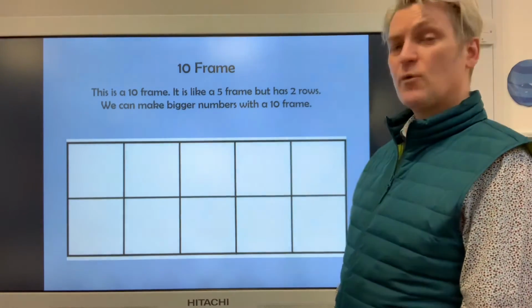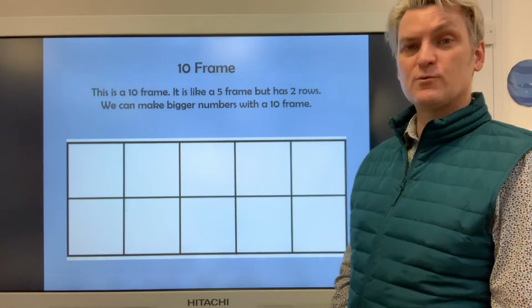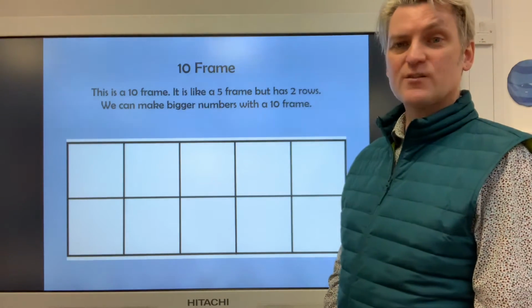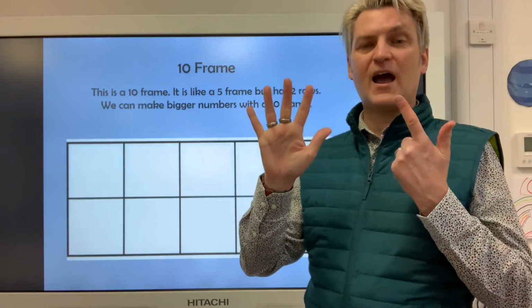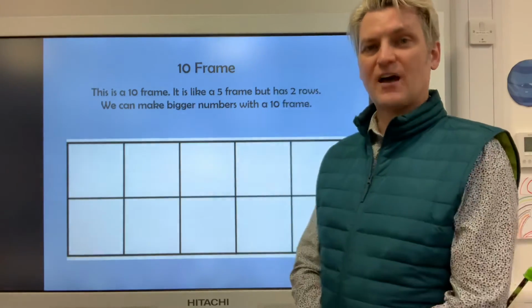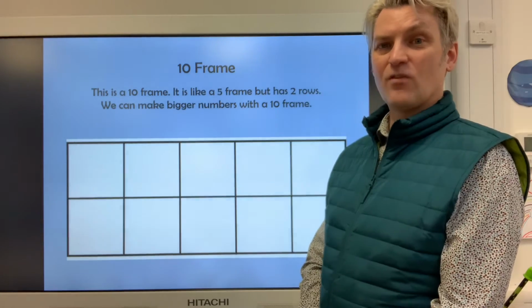All right. So we can use 10 frames to help us with our new numbers we've learned this week. The number 6, the number 7, and the number 8. And this is what they look like when they're on the 10 frame.